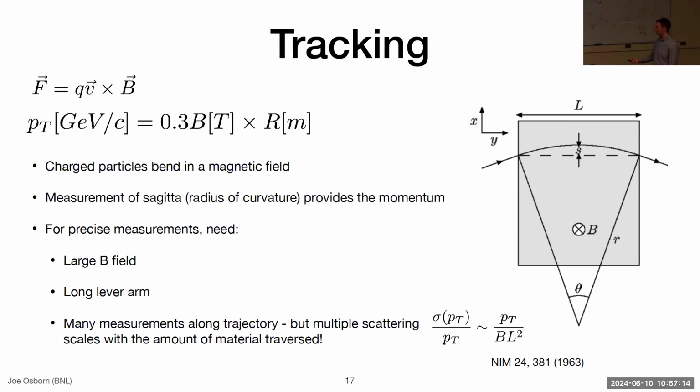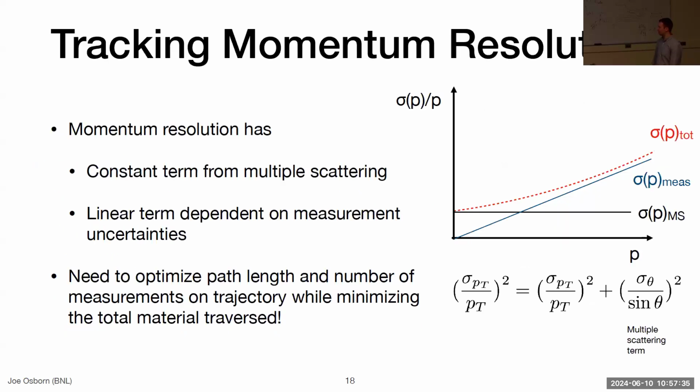The momentum resolution goes as something like 1/BL squared. So again, the larger the magnetic field, the smaller your resolution, and especially this lever arm, this length term L, since it's squared, the longer your lever arm, the lower your momentum resolution is going to be. But again, this competes with the multiple scattering.